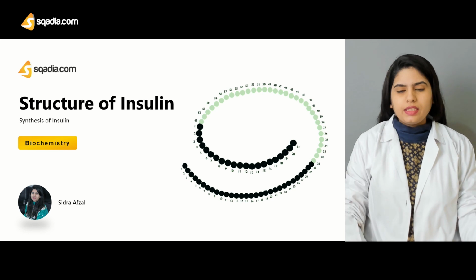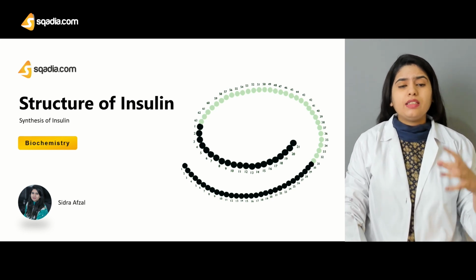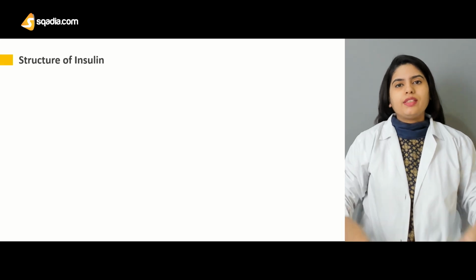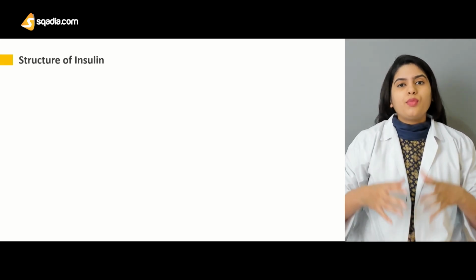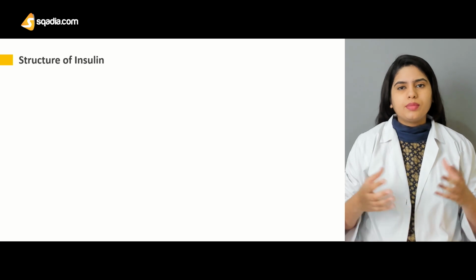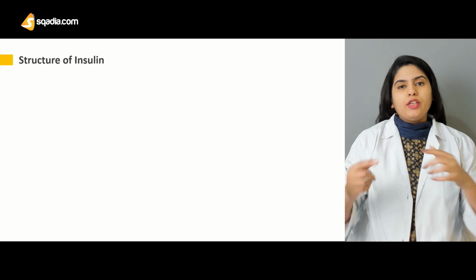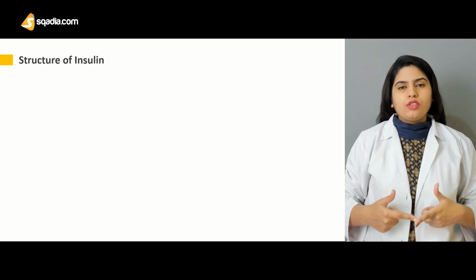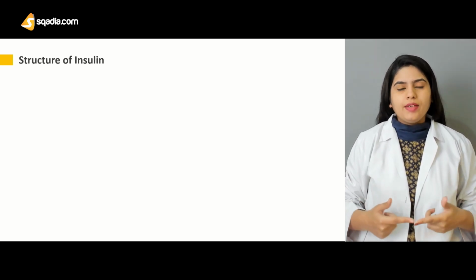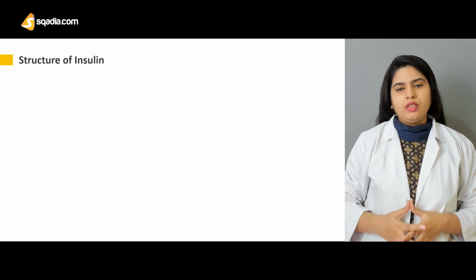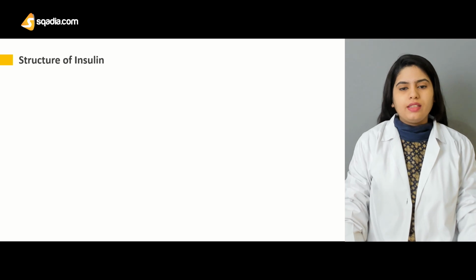So now we will see what is basically the structure of insulin. As I told you, it is a protein and it is composed of different amino acids. Now these amino acids are linked with each other through peptide bonds, and by linking with each other they form three types of chains: the A chain, B chain, and the C chain.